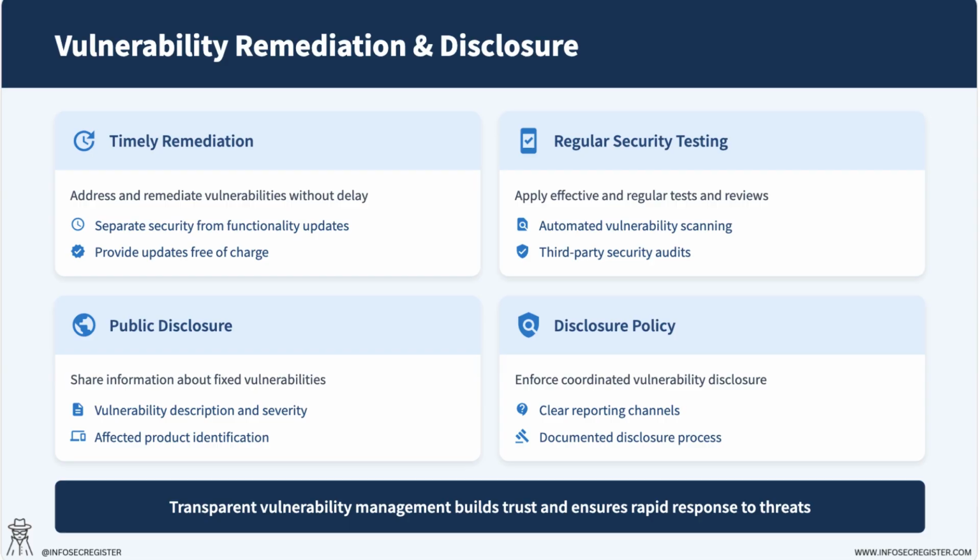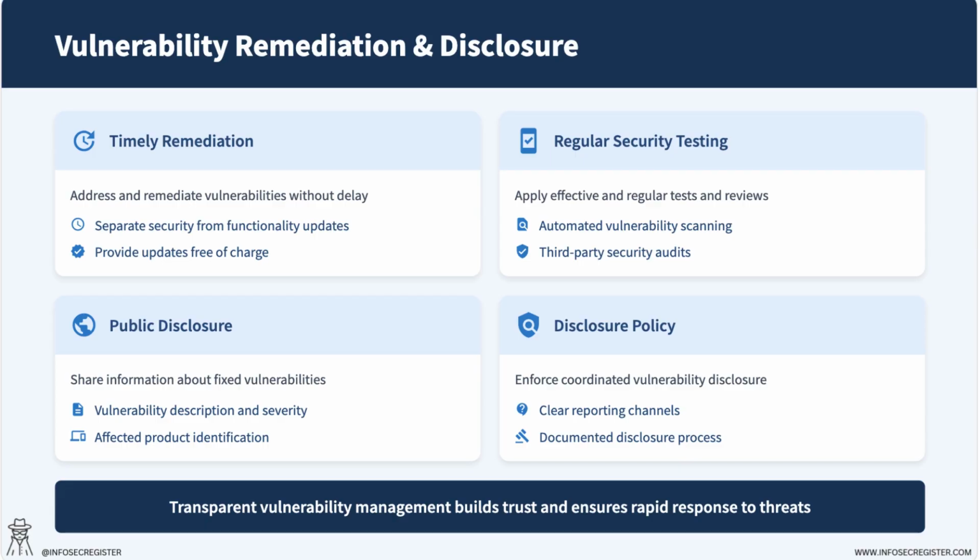Next is timely remediation. Manufacturers must fix vulnerabilities without delay. And importantly, security updates must be separate from feature updates. That keeps things fast, focused, and safe. And by law, these updates must be provided free of charge. Next is regular security testing. It's not enough to test once. The CRA expects ongoing assessment. That means automated vulnerability scanning, penetration testing, and even independent third-party audits when appropriate.